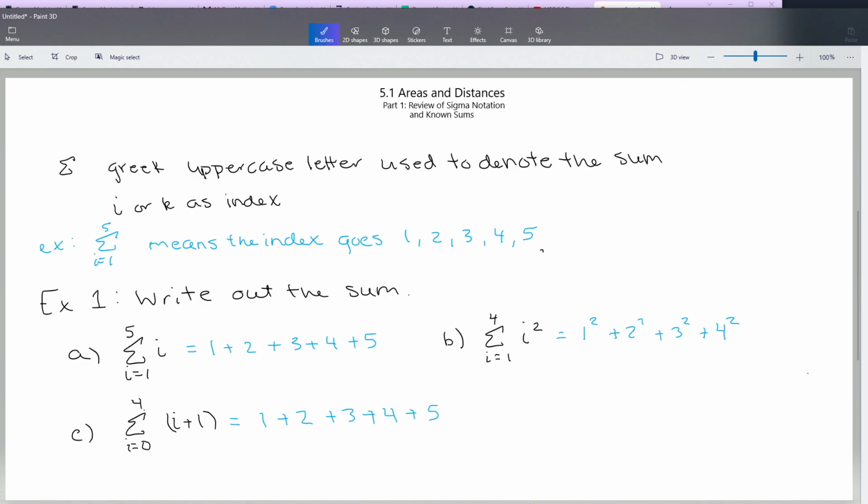So what we're seeing here is that there's multiple different ways to write this as the sum. We can have the sum from 1 to 4 of I plus 1, and this is exactly the same as part A, the sum from 1 to 5 of just I. So depending on how you choose the index, it might look different. Let's look at one more here.